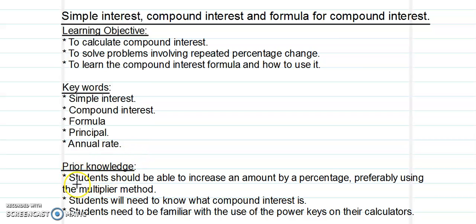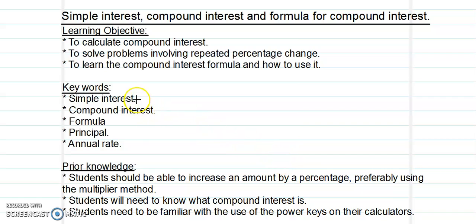Before we can embark on this, the student should be able to increase an amount by a percentage. We have done this in our previous lesson, how to increase an amount by a percentage, preferably using the multiplier method. Students will need to know what compound interest is, and students need to be familiar with the use of the power keys on the calculator.